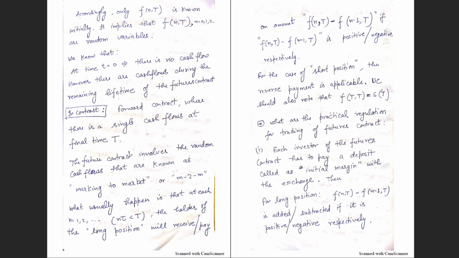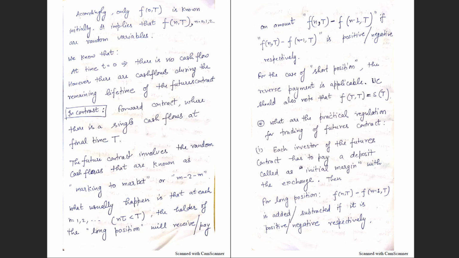If this quantity is positive, he will receive this much amount. If this quantity is negative, he will pay this much amount. So make sure, if F(n,T) minus F(n-1,T) is positive, he receives this amount, and if it is negative, he has to pay this amount. Of course, in the short position, you just reverse the case: receive becomes pay and pay becomes receive. And we know that at the final time, the price of the futures contract will be the stock price at time T.